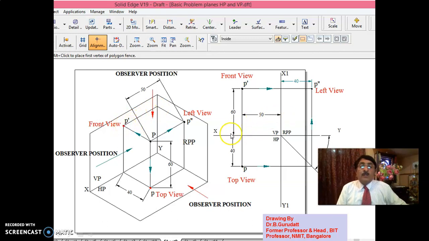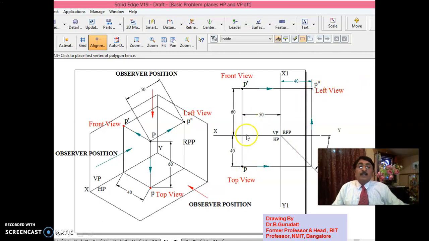That means what you do, first you draw XY, then X1 Y1, since RPP is given, VP, HP, RPP you draw. Then from X1 Y1, first you draw 50. This is the distance from RPP. Once you draw that 50, at this point you draw a line. 60 mm you take, 40 mm you take, and make a dot here clearly for front view, a dot here clearly for top view, and a dot here clearly for side view.